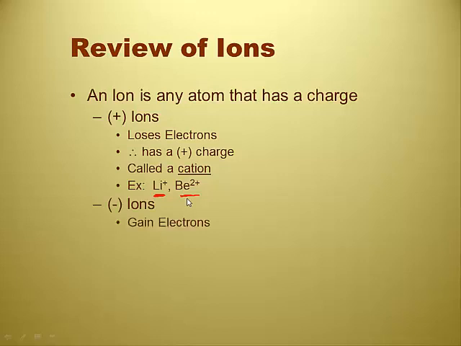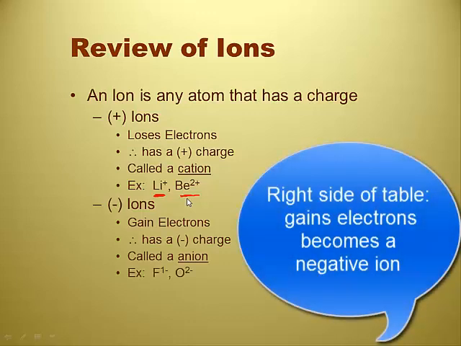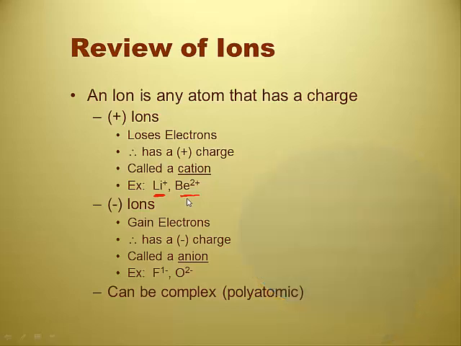Nice. Negative ions gain electrons, have a negative charge, and are called anions. For example, fluorine and oxygen ions. Fluorine gained 1 electron, oxygen gained 2. Very good. Ooh, polyatomics. Yep, there's that list again.